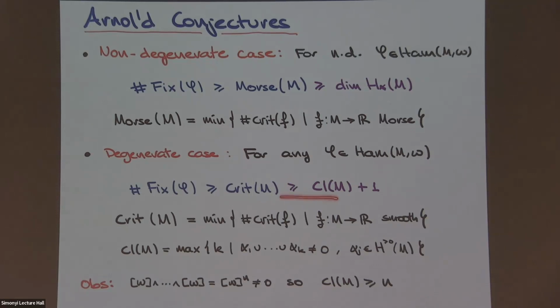So the cup length inequality is only proven in the aspherical case and for tori and CP^n, but as Helmut mentioned, even Floer believes it's not true in general.